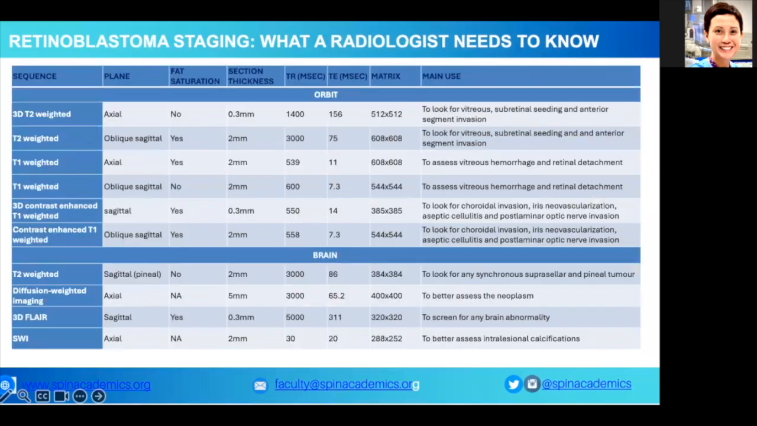MRI is an important imaging modality in assessment of the status of RB, and obtaining high-quality imaging is essential in accurate disease staging. A summary of our institutional protocol is listed in front of you, and the most important radiological features will be illustrated in the following slides.